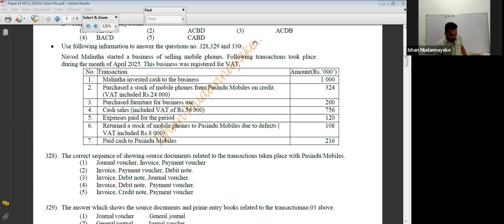I got two answers from Onili and Roshandi. Right. Okay. Net profit earned by the business organization.